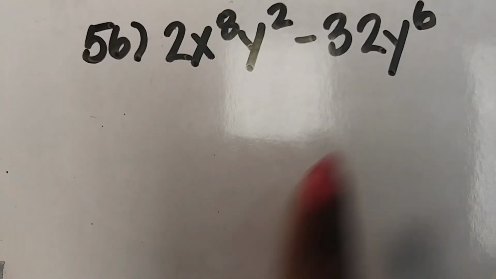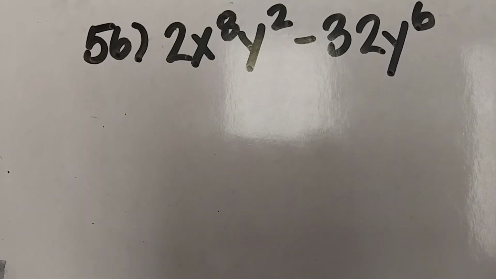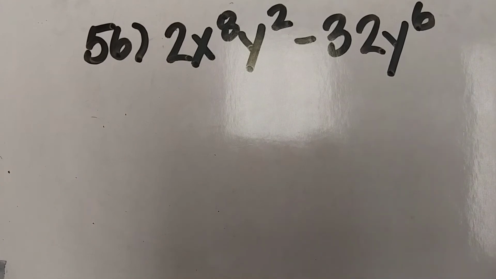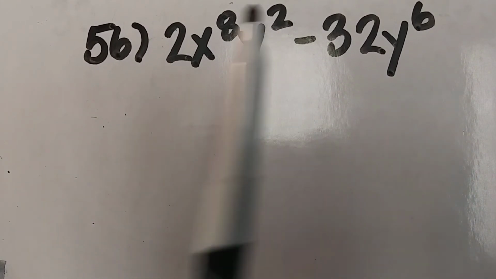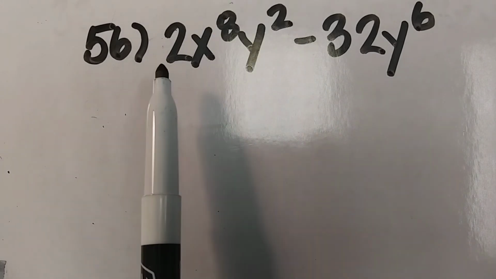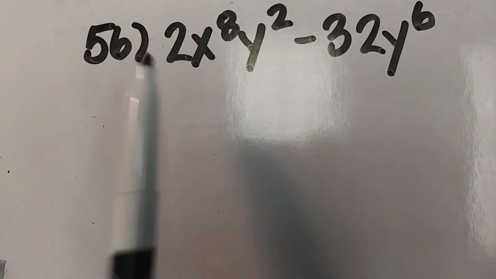This is a binomial. Let's review. What would be my degree? I have 8 plus 2 is 10. And then I have 6. My degree is 10. My leading coefficient would be 2.